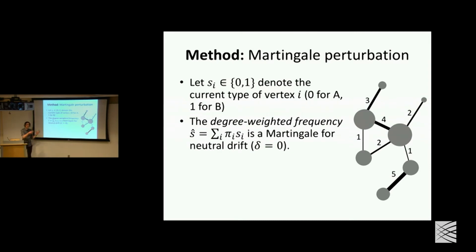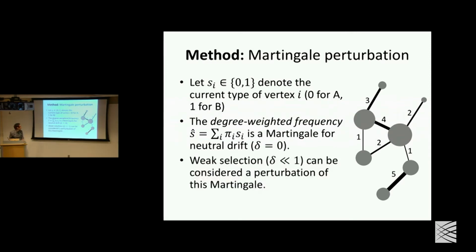That means that in any state, its expected change is 0. So if you start in any given state, it might go up, it might go down, but on expectation, it will stay the same. And then we're going to study weak selection as a perturbation of this Martingale. So we're going to use the fact that this has expected change 0 for neutral drift and say, what if we introduce a little bit of selection? How does that change things?